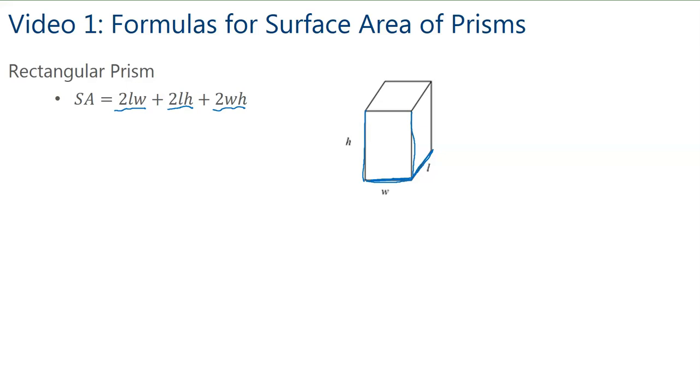So it's important that you know what each of the variables represent in case you need to find the surface area of a box that doesn't have a lid, for example. You need to be able to adjust the formula.